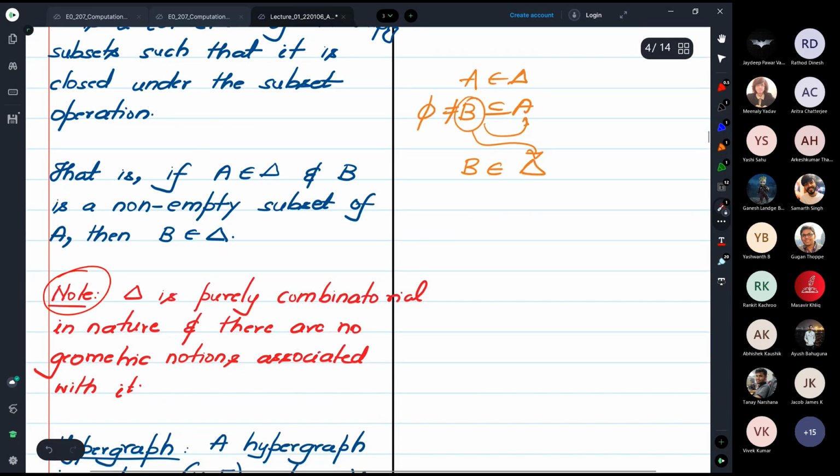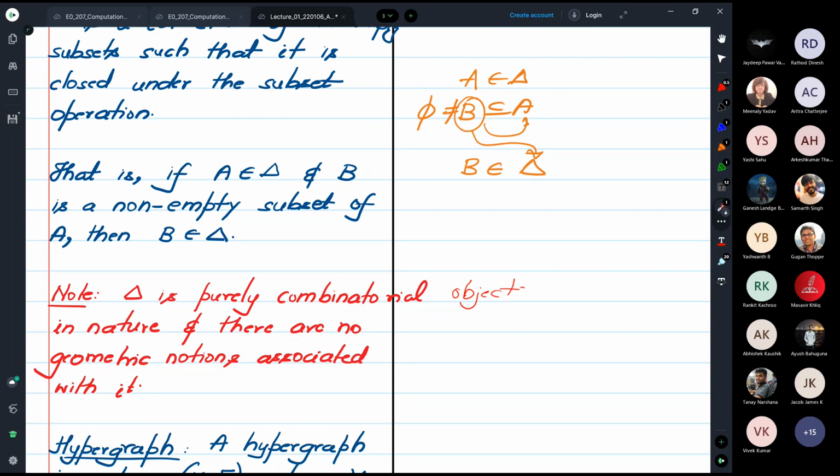So one note over here, delta is a purely combinatorial object in nature. There are no geometric notions attached. We don't care about the different orderings and so on and so forth. It's a definition in terms of sets, and if you recall, in sets, we don't care about orderings. And in this definition, there is no geometry attached also. So it's a purely combinatorial object.